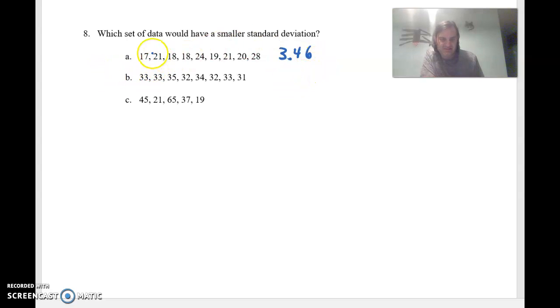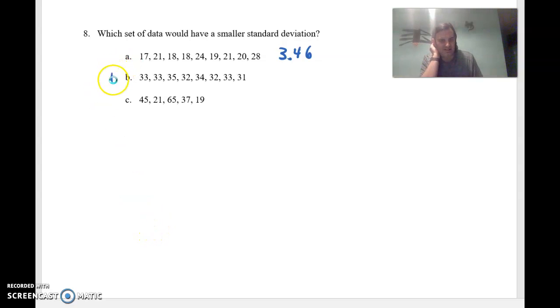Now, looking at these three, without doing any calculations, really, I can tell you that the smallest standard deviation will be the one where the numbers are closest together. That doesn't necessarily mean the smallest range, but usually that helps. But if we look at the middle one, B, it looks like every number is between 31 and 35. So they're not very far apart at all. The last one here, C, the numbers range from 19 to 65, so they're kind of all over the place.